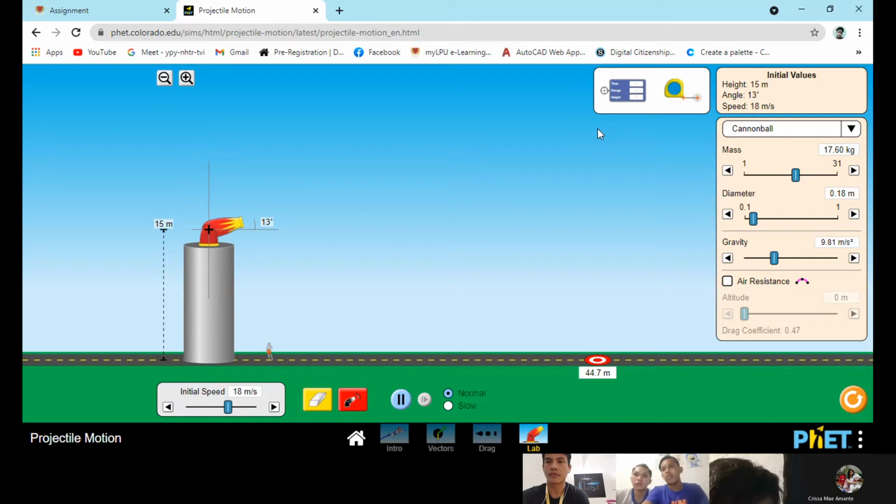So, move to the next. The slope is 0.102074 seconds squared. Is it seconds?